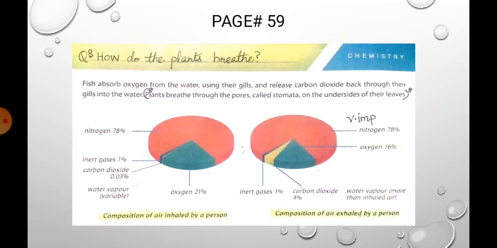Now look at page number 59. Write down question number 8. How do the plants breathe? And the answer is in the first para. Now mark the pie chart as important and learn the percentage of gases as well.